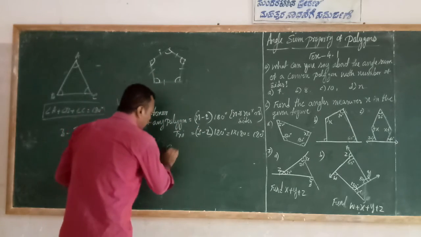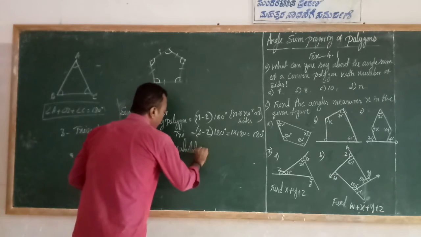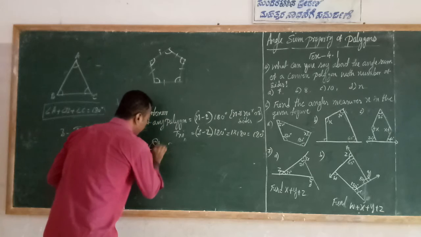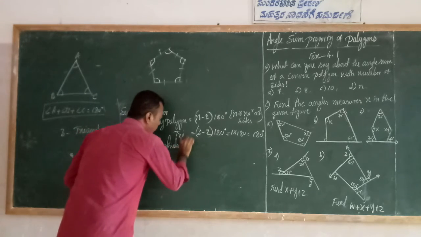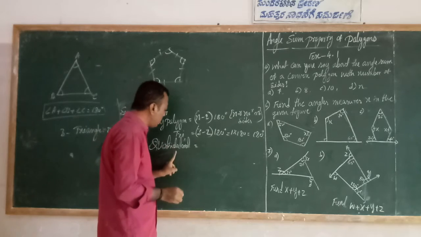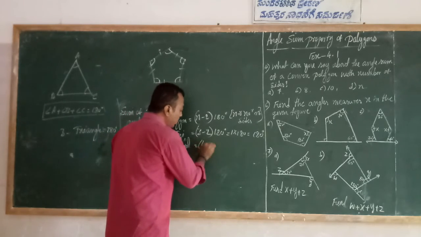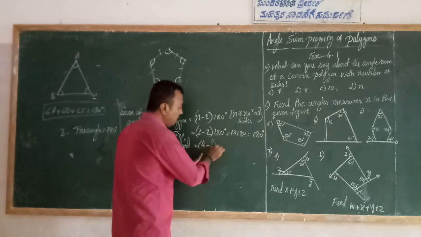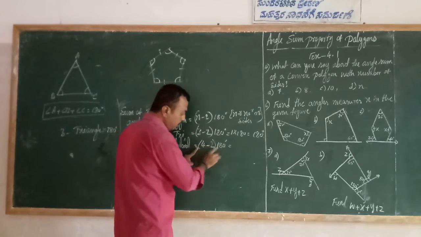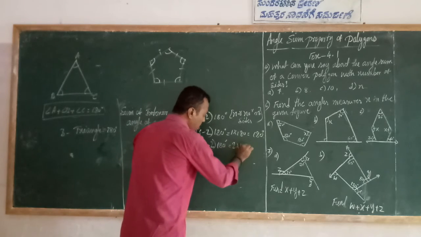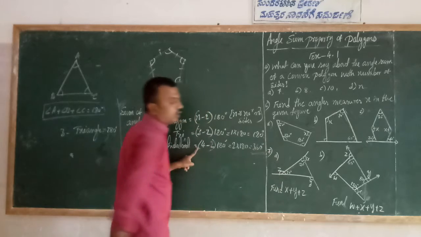Yes. So quadrilateral. How many sides in the quadrilateral? 4 sides. Therefore, n is equal to 4. So (4 minus 2) into 180. 4 minus 2 is 2. 2 into 180, so 2 eights are 16, 2 ones are 2, 360 degrees. It is also correct.